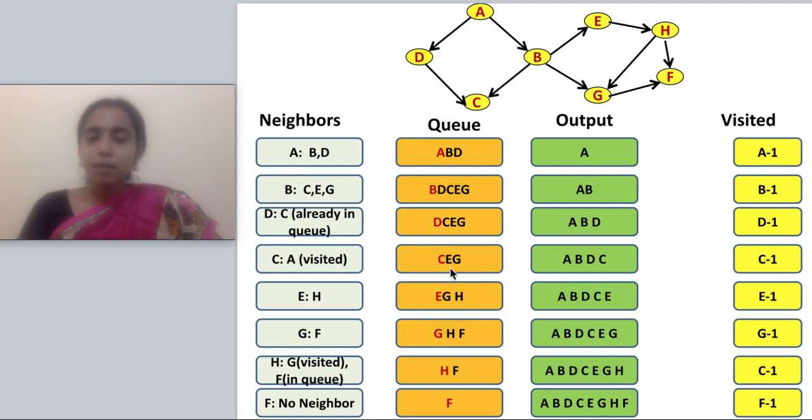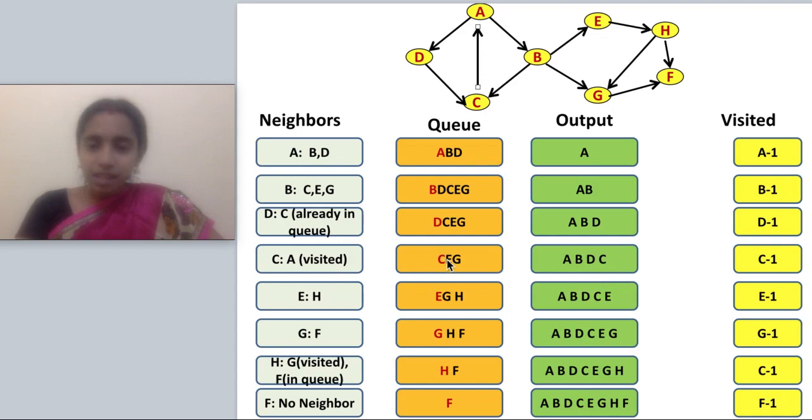Now the next element pointed by the front is C. So the neighbors of C are A. Actually here you will be having one arrow mark, I have missed it, sorry. So the neighbor of C is A. So I have visited A. I need not write any neighbors of A because A is already visited. Directly I can dequeue C.